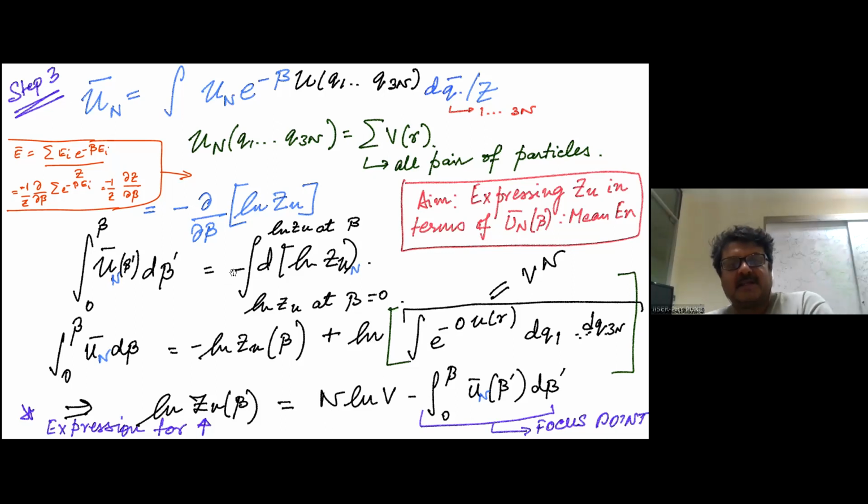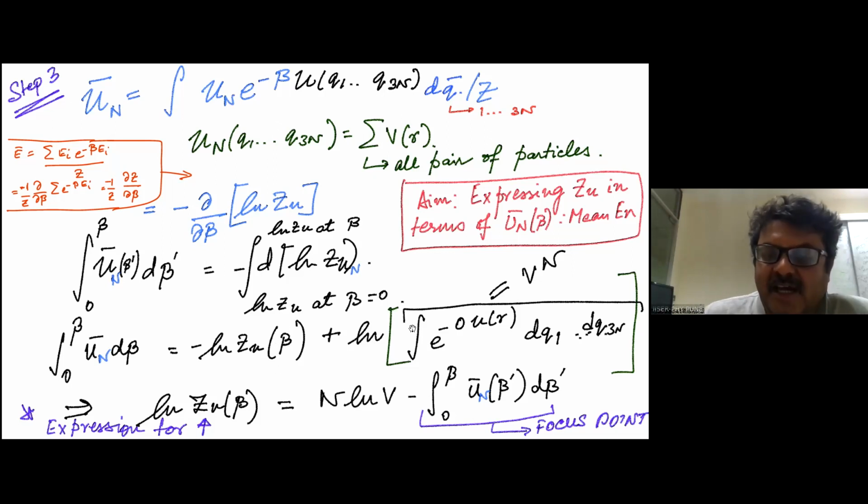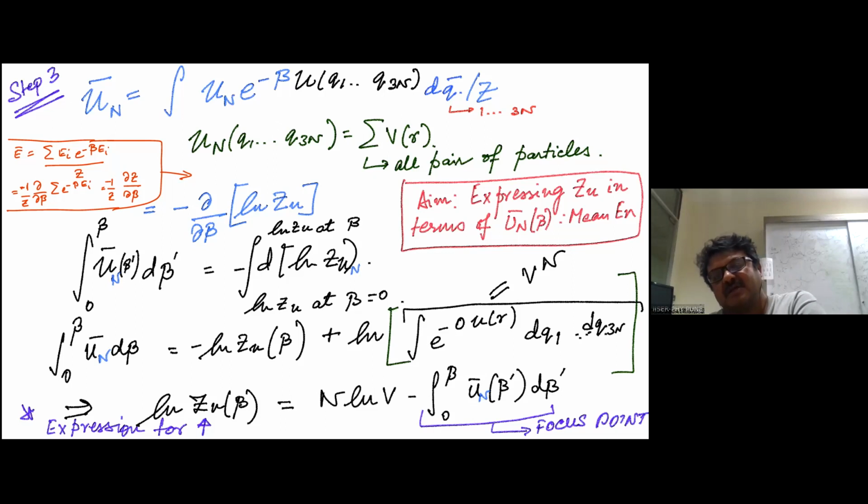Here there was a minus sign, and this is the lower limit, which will give a minus sign. Hence, this has become plus, and this minus sign remains on ln Zu at temperature beta, and this term gives you N ln V. So what you have is ln Zu at beta equals N ln V, which is this term, minus the integral from 0 to beta of the average energy of N particles, which is a function of beta dash, d beta dash.